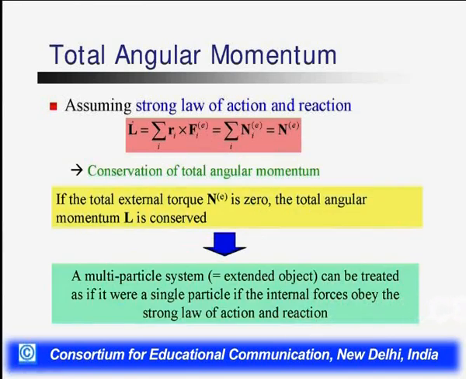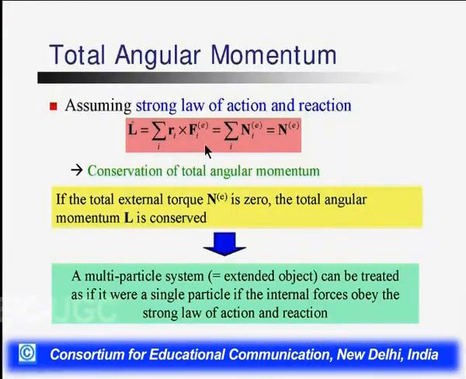For the total angular momentum, we are considering the strong law of action and reaction, and then we define it as dL/dt, or we can write it as L dot, which is equal to r, the position, into the external force, for all the i particles. Force into position is the torque, so the summation over i of the external torque we can write as NE. This is the conservation of the total angular momentum.